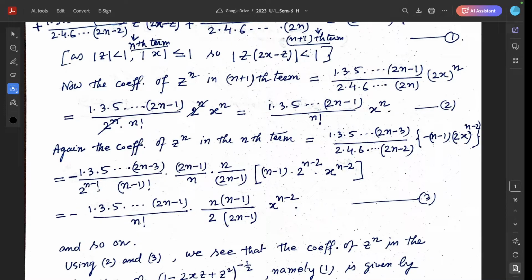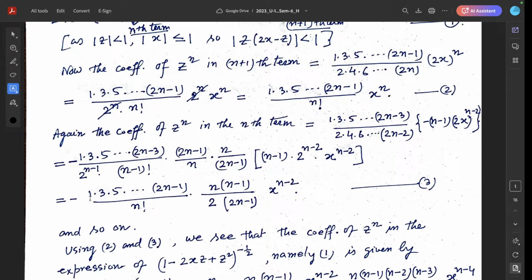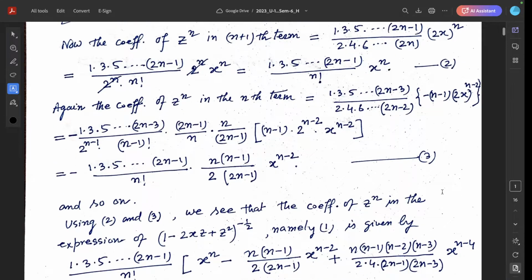and 2 to the power n minus 1, and multiplying by (2n minus 1) and n, and adjusting this n by (2n minus 1), and this 1·3·5 up to (2n minus 1) by factorial n, and this (n minus 1) factorial into n, and this (2n minus 2) into (2n minus 1), so you get only 2, and this n into (n minus 1) and (2n minus 1) x to the power n minus 2, this is expression 3, and so on.